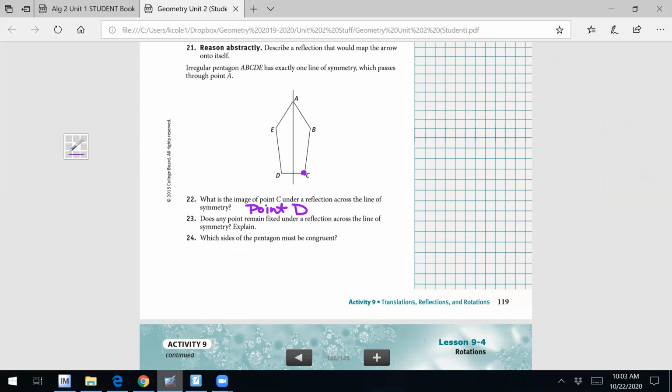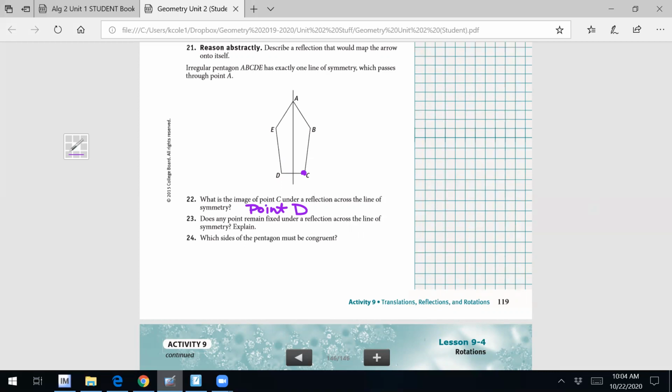Then it says, does any point remain fixed under the reflection across the line of symmetry? Who? A, and why? It's on the line of symmetry. Any point that is on the line of symmetry is not going to move. Okay, it's on the line of symmetry.